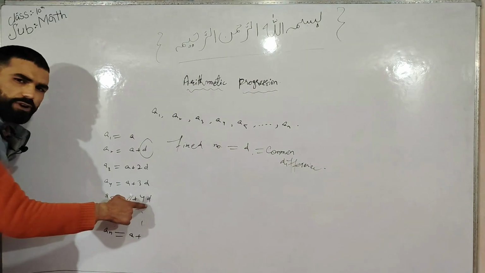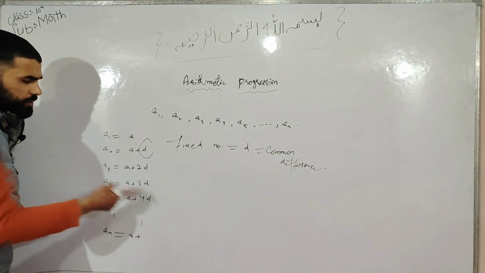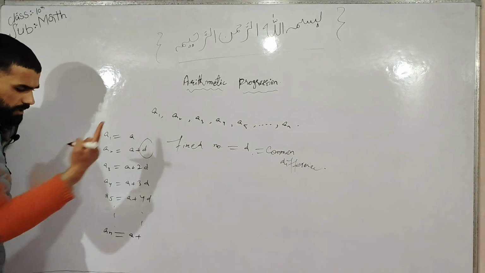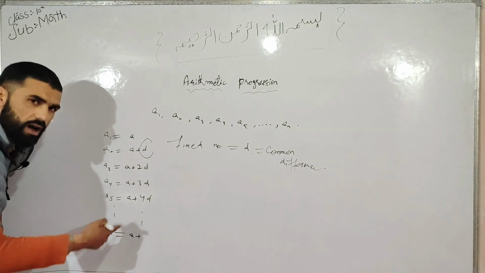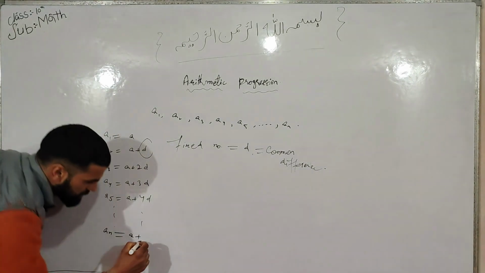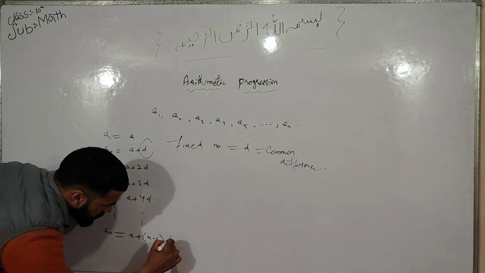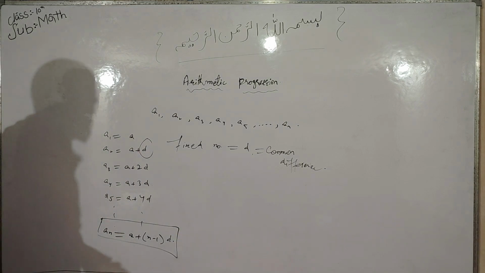In the fifth term you are adding 4d, in the fourth term you are adding 3d, in the third term you are adding 2d. That implies that in the nth term you will add n minus 1 d, to what? To a. So the nth term will be a plus n minus 1 into d. So this will be the general term or nth term of an arithmetic progression.